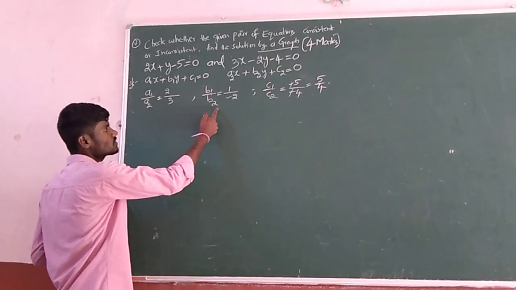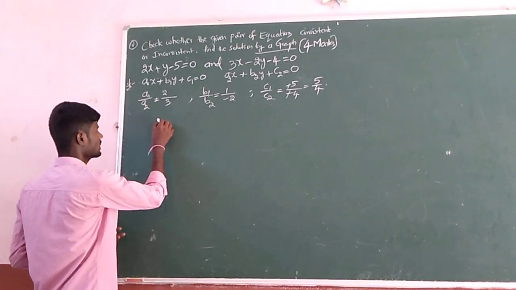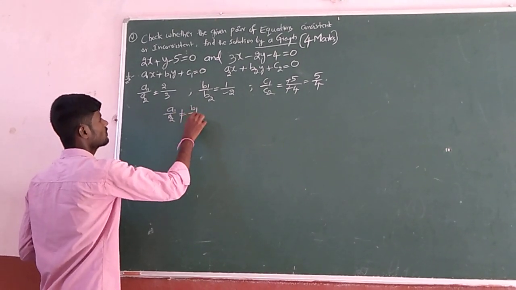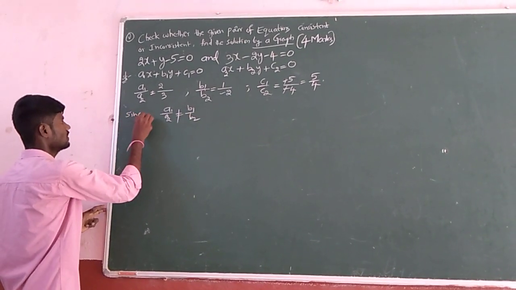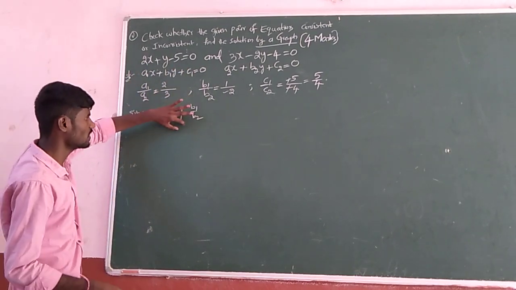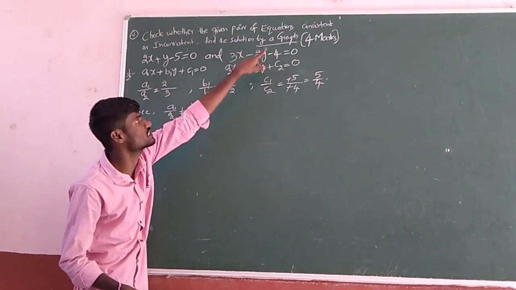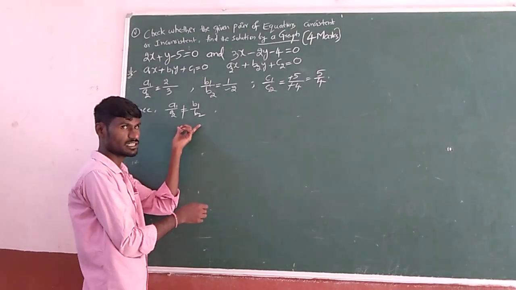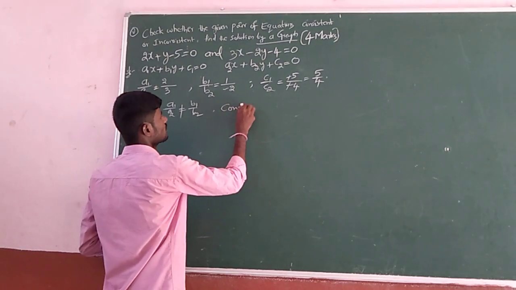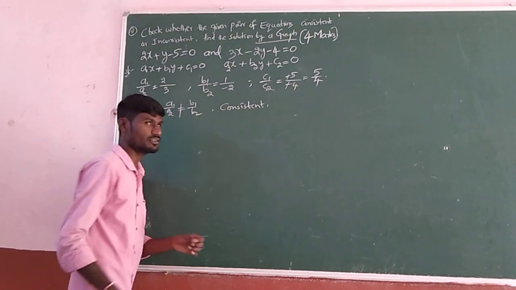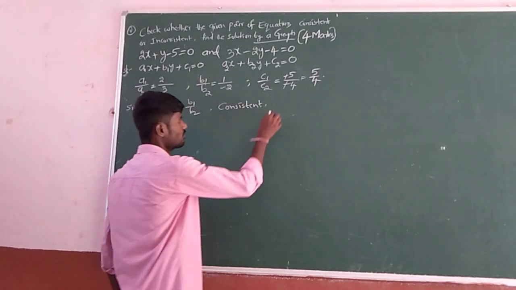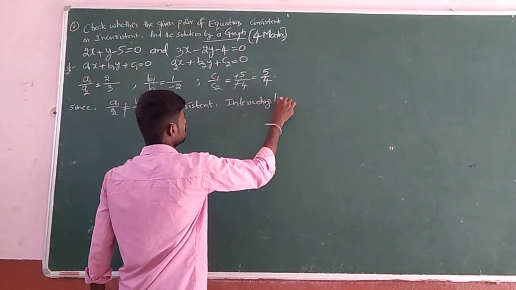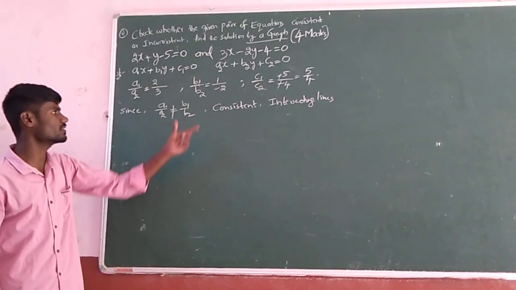Now compare these. Is a1 by a2 equal to b1 by b2? No. Means a1 by a2 is not equal to b1 by b2. Since a1 by a2 is not equal to b1 by b2, check whether consistent or inconsistent. From this condition, tell me, consistent or inconsistent? Yes, consistent. Consistent in the sense there exists a unique solution, and their graphical representation is intersecting lines. Means after drawing the graph they will intersect.